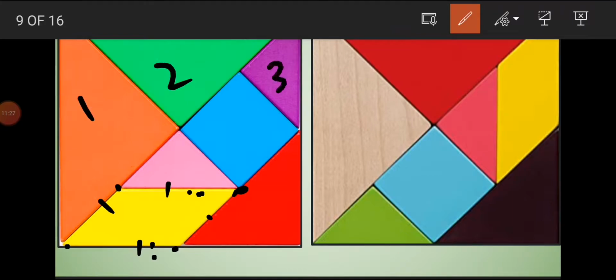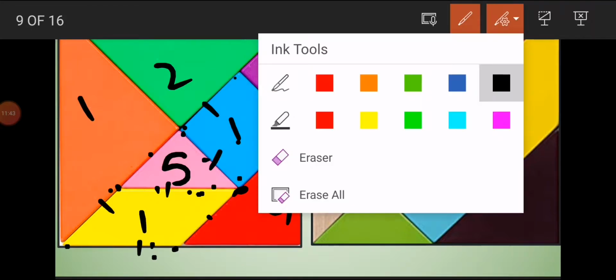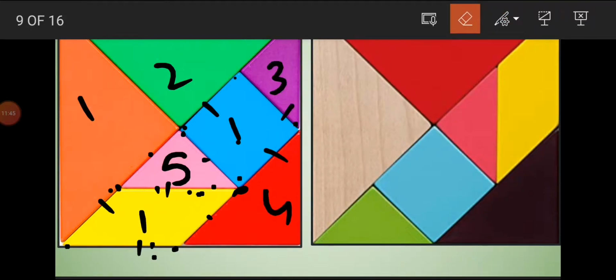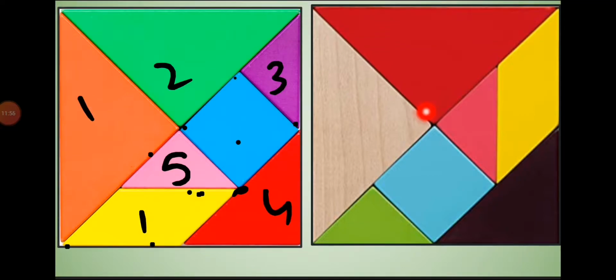1, 2, 3, 4. And look at this one. 1, 2, 3 corners, 3 sides. So 5 triangles, 1 parallelogram. And look at this one. It's a square. 4 equal sides, 4 corners. So this is the square. It has 5 triangles, 1 square and 1 parallelogram. So it's a Tangram.